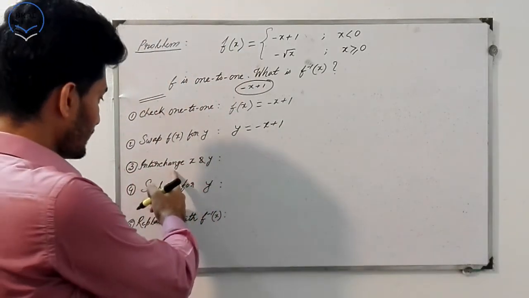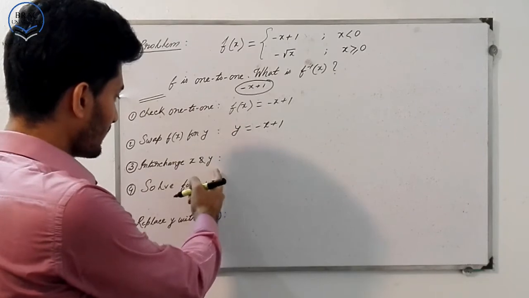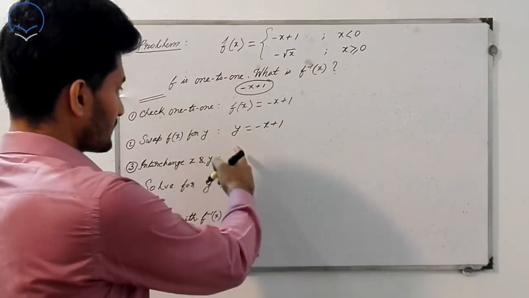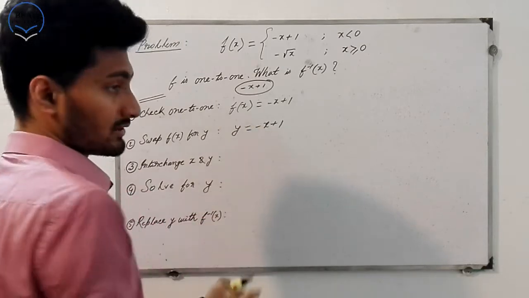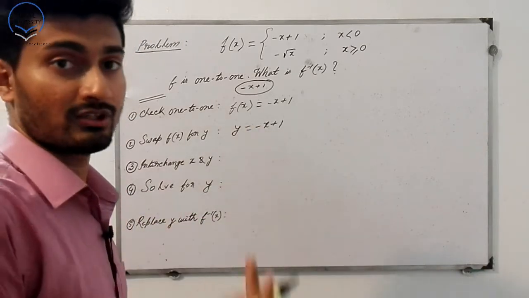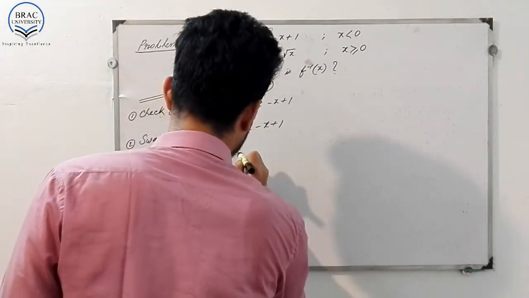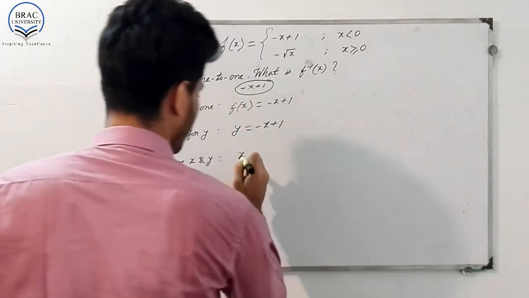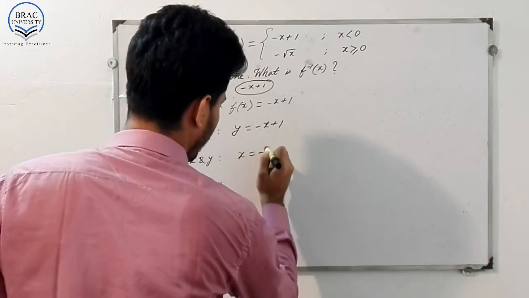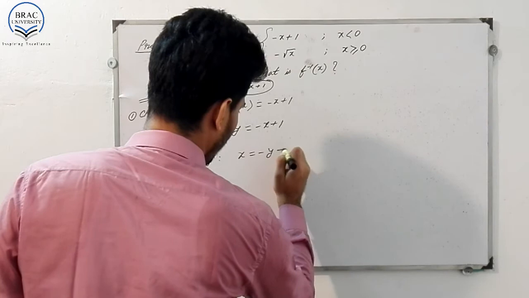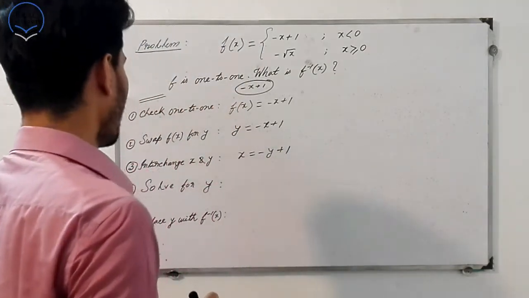Now we have to interchange x and y. So we're going to switch our variables. We're going to switch x to y and y to x. It's more like going into the inverse world, right? So we're going to write x in place of y, and over here in place of x we're going to write y plus 1.